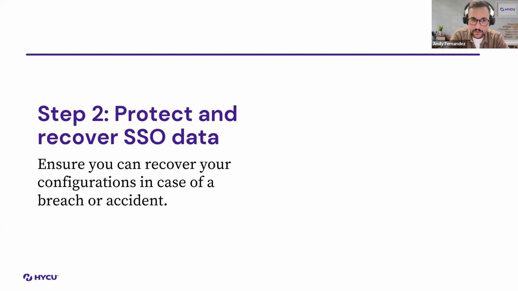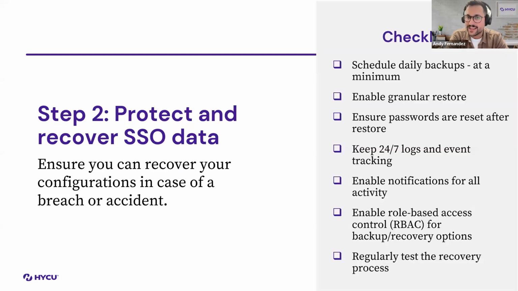Two is immediately go and protect your SSO data, especially if it's running as a SaaS application. At minimum, you need daily backups of your configurations. What does that configuration actually mean? Well, it's the roles, your access policy, your administrator rules, all of these different configurations that could be toyed around with. You need to have a safe copy that you can recover from. And being able to recover specific roles, specific access policies will give you the ability to recover safely from a breach. You have to make sure that passwords are reset when that restore operation happens.